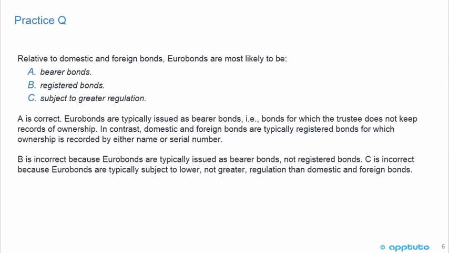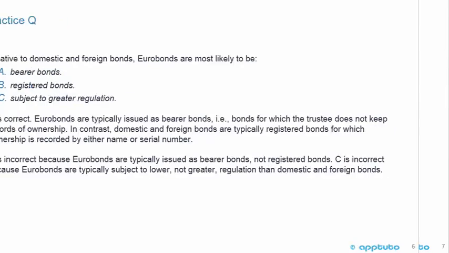In contrast, domestic and foreign bonds are typically registered bonds for which ownership is recorded by either name or serial number. B is incorrect because Eurobonds are typically issued as bearer bonds, not registered bonds. C is incorrect because Eurobonds are typically subject to lower, not greater regulation than domestic and foreign bonds.